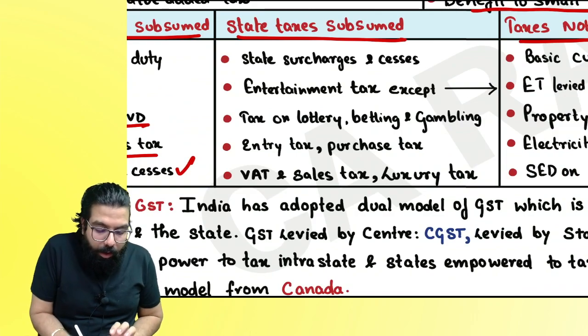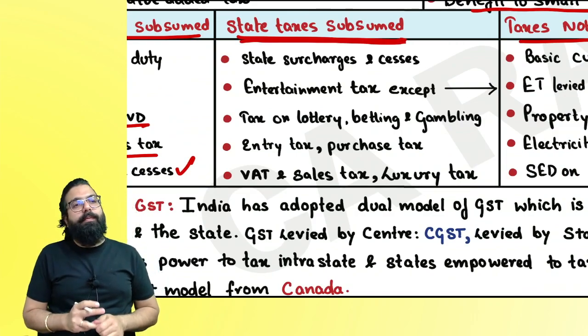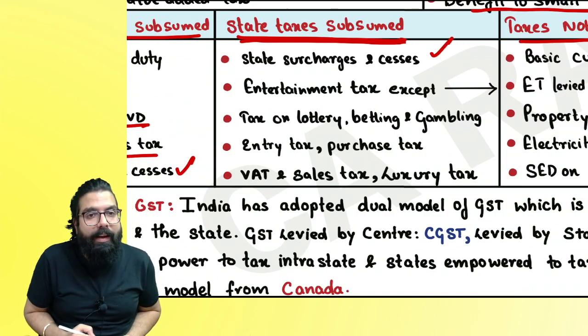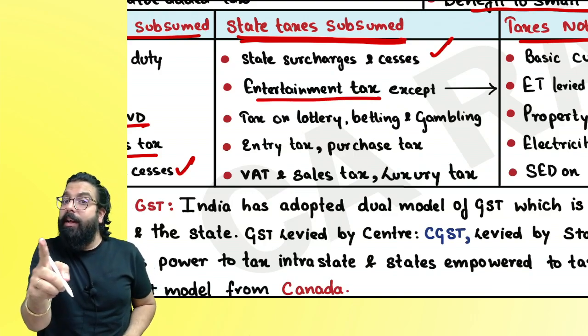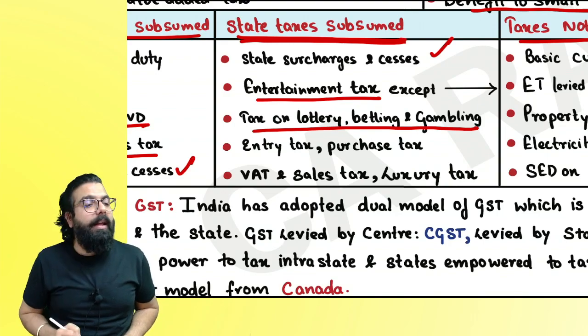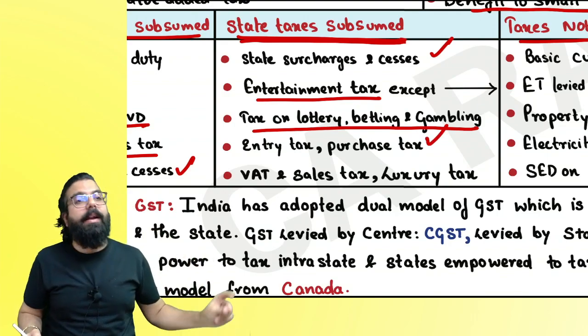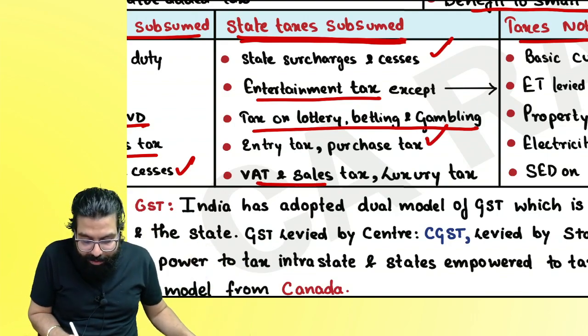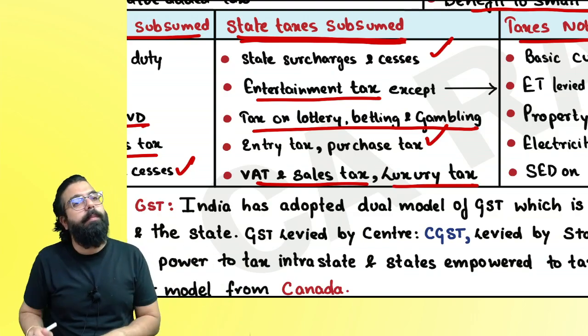Then state taxes which are subsumed. The state's any surcharge and cess. Entertainment tax other than entertainment tax levied by local body. Taxes on lottery, betting, gambling. Entertainment tax, purchase tax, VAT and sales tax, and luxury tax have also been subsumed.